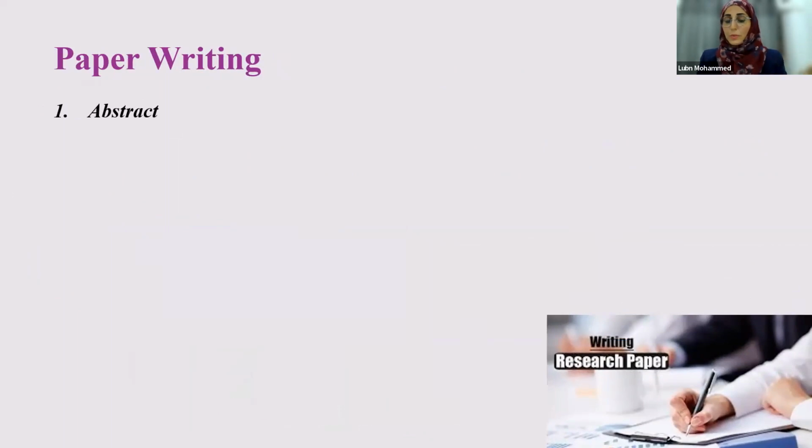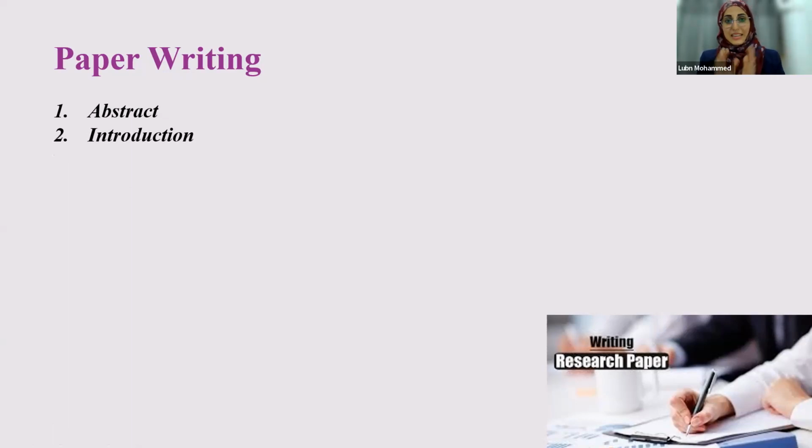The first point will be the abstract, but to start writing the abstract is not right. The abstract is always the last thing to write because it's the summary of the entire paper. So it's better to start with the introduction. Sometimes you will start with the methodology, but at that time you don't yet have information to be written in the introduction.